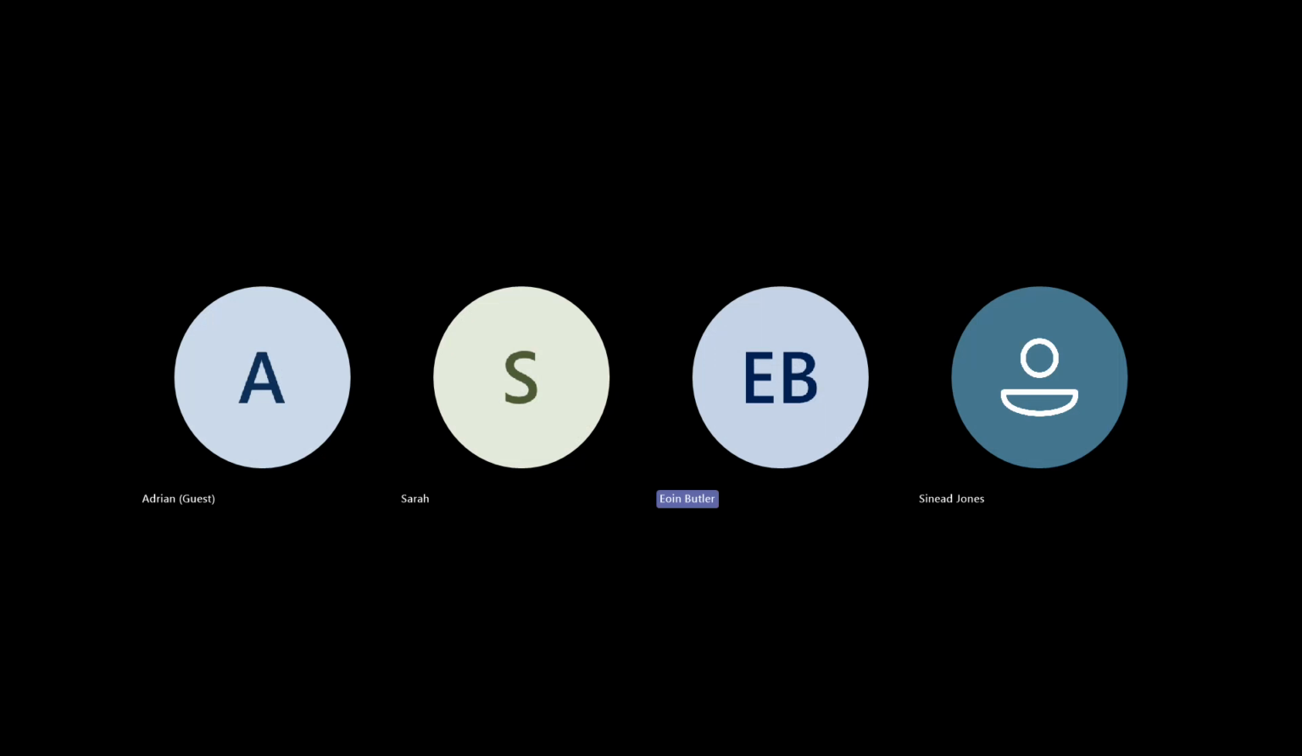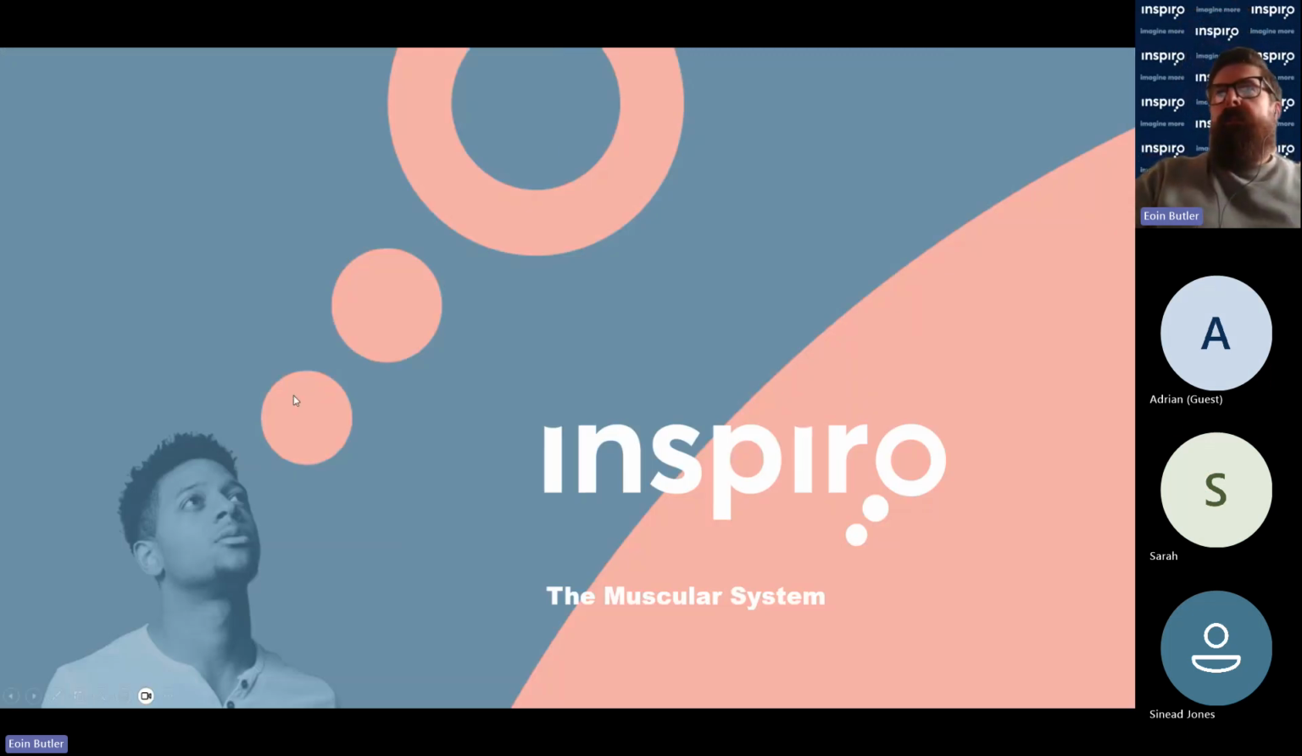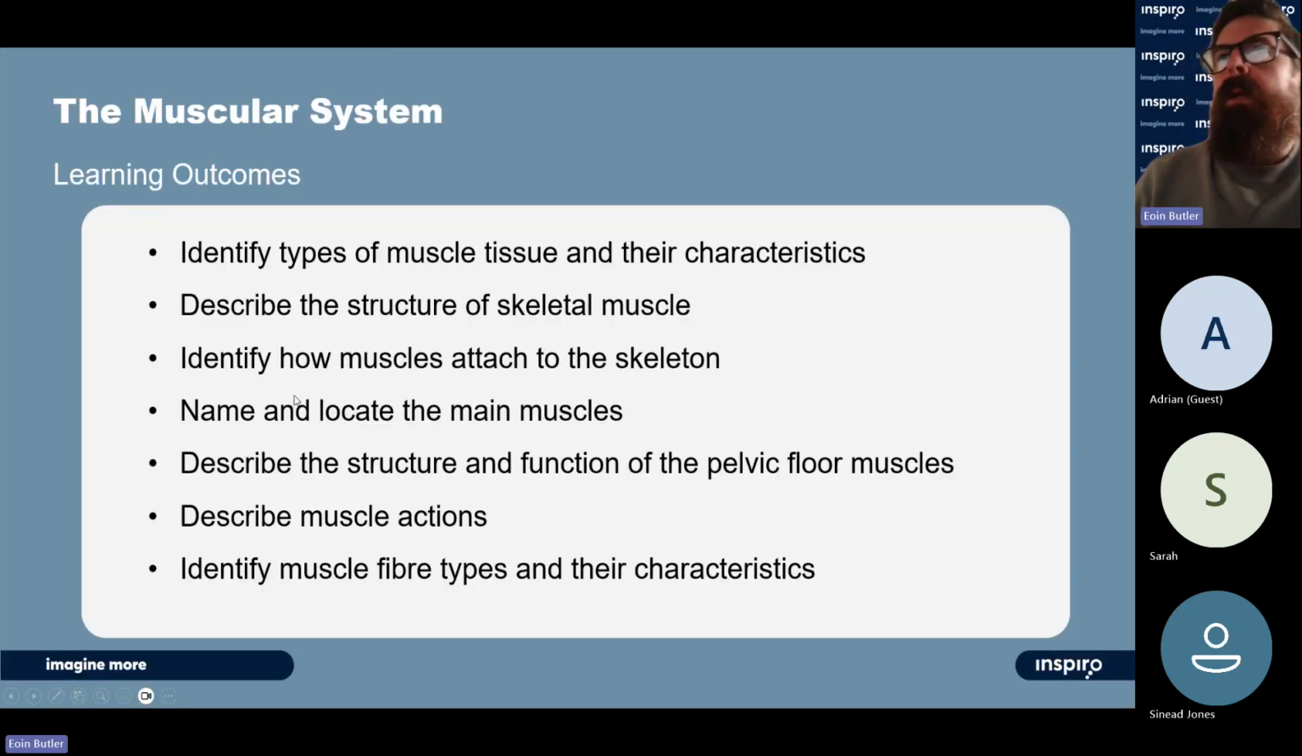Right, so we're going to start off this morning's session looking at the muscular system. With regards to the muscular system, we're going to go through the following: identifying the types of muscle tissue and looking at their characteristics. We'll describe the structure of skeletal muscle, and identify how muscles attach to the skeleton.